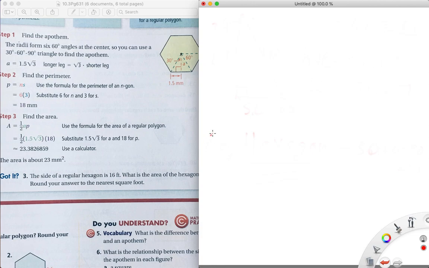So the example that they give here is a regular hexagon. In order for me to find the central angle, I divide 360 by 6. That gives me 60. So my central angle is 60. So I'm going to blow up the triangle that they have.